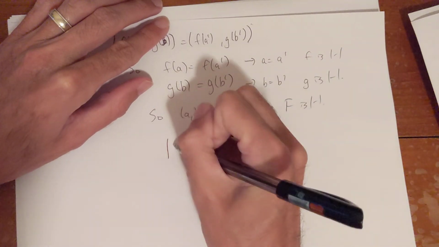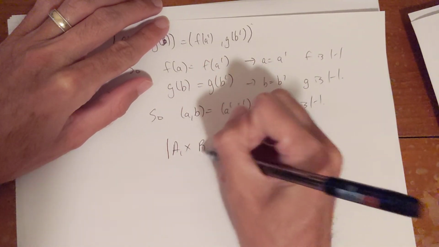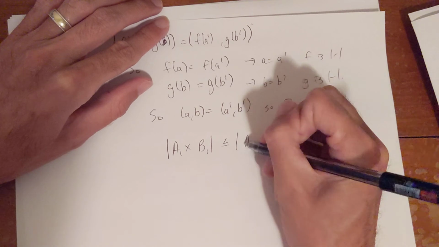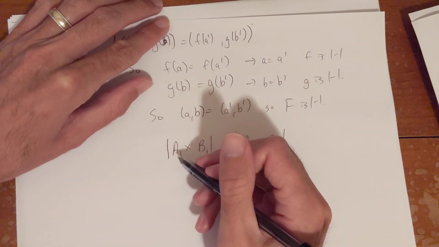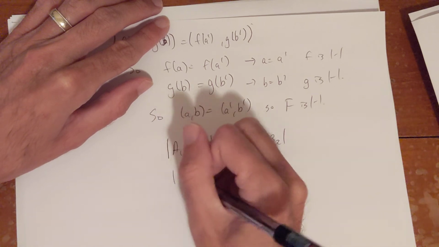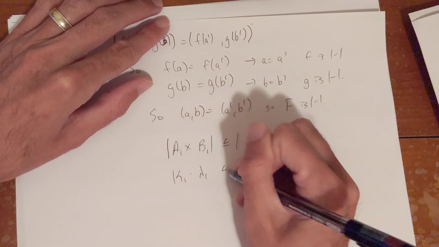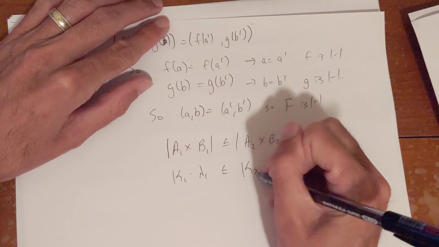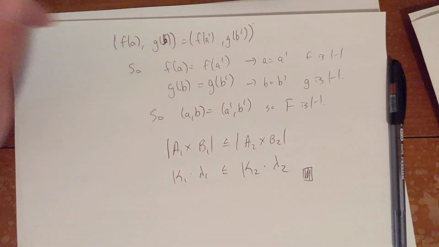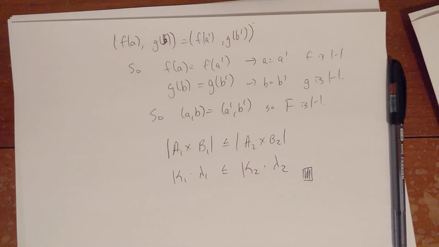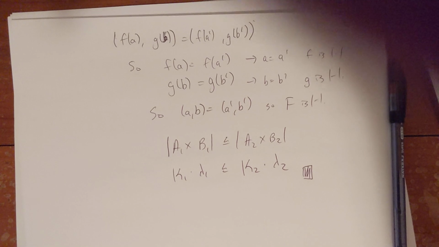And that shows that the cardinality of A1 cross B1 is less than or equal to the cardinality of A2 cross B2. In other words, this is the cardinal number kappa 1 times lambda 1, and that's less than or equal to kappa 2 times lambda 2, and that's what we wanted to do. Okay, so that's the end of assignment 6 solutions. I hope that was helpful.